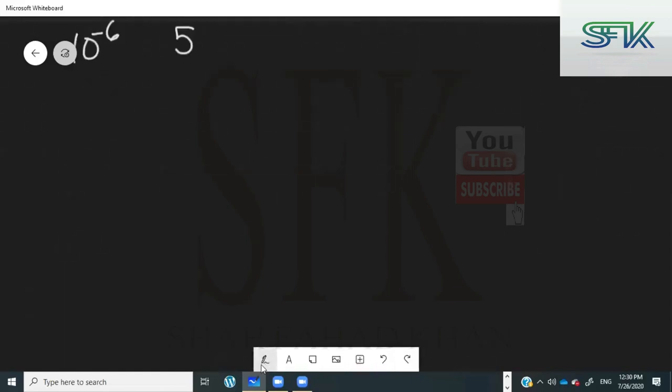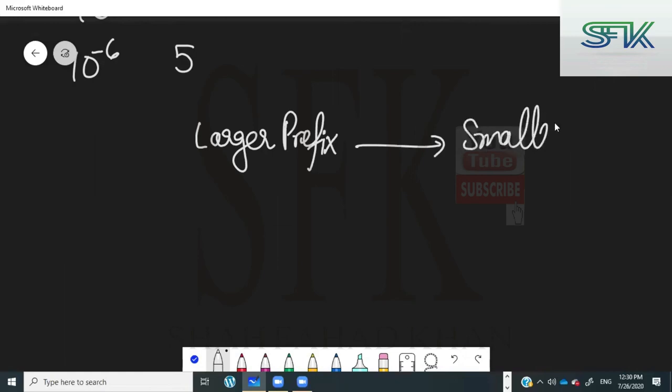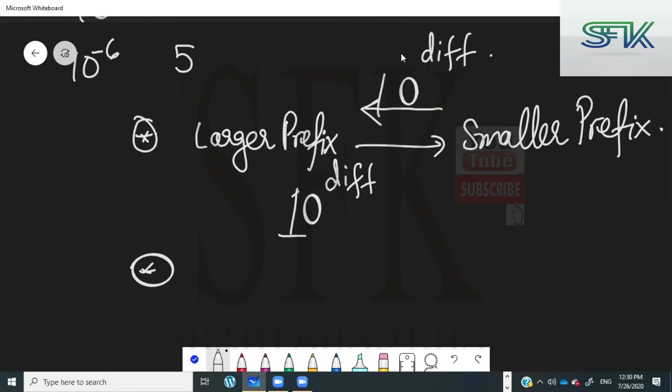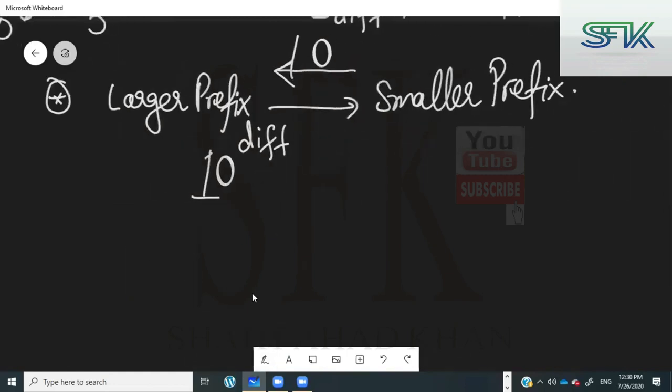So in short, whenever you are going from a larger prefix to a smaller prefix, find the difference in their powers and make that the power of 10. And whenever you are going in the opposite direction, meaning from smaller to larger, find the difference of their powers, make it the power of 10, but this time also add a negative sign to it. So this actually completes prefixes and their conversions fully.